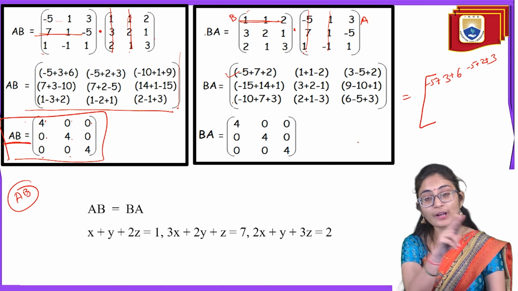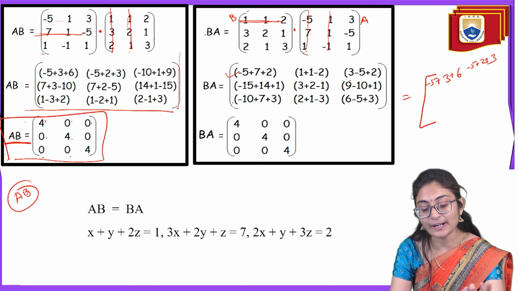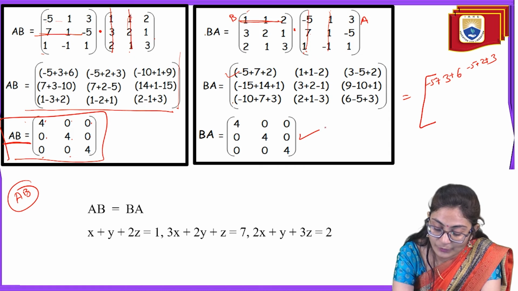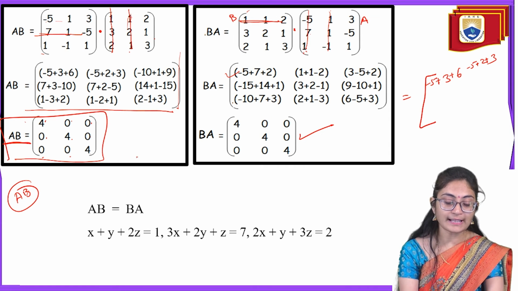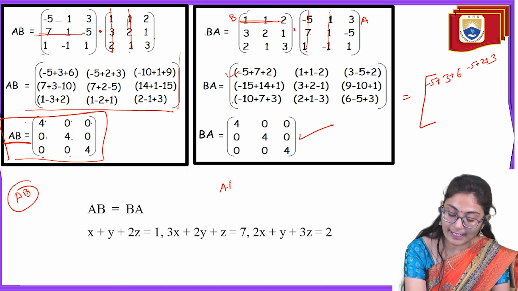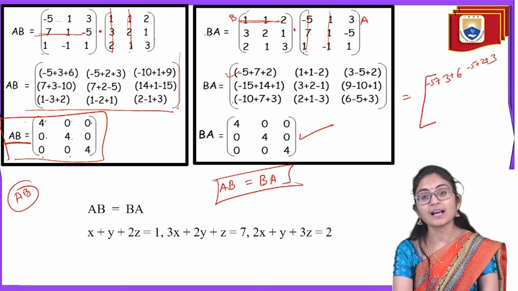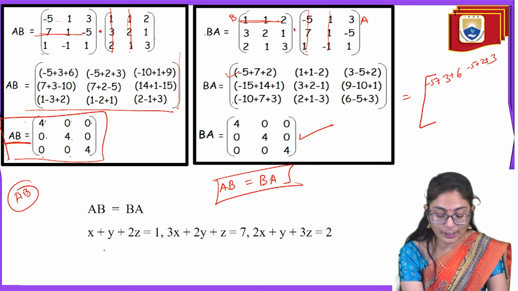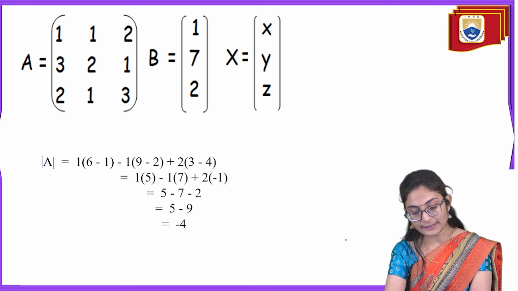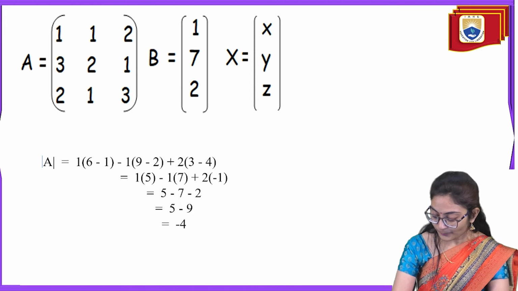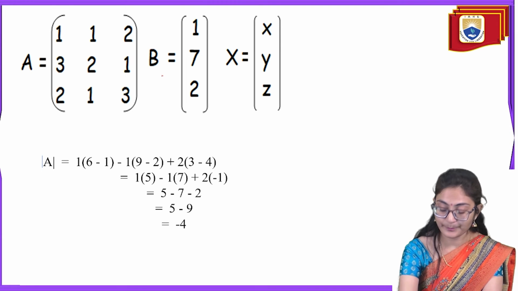According to this, you have to solve all these values and finally you will get the BA value. And when you see that AB and BA both are equal, after that you have to solve this equation. But before solving this equation, first you have to find out the B.